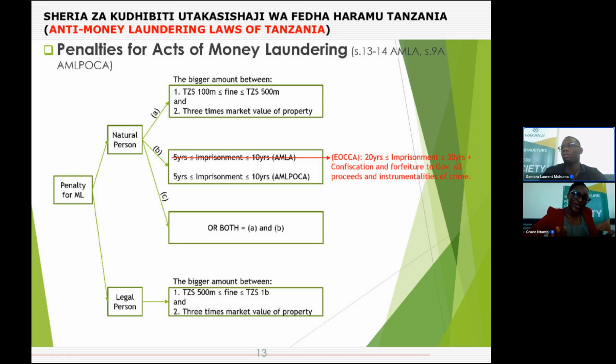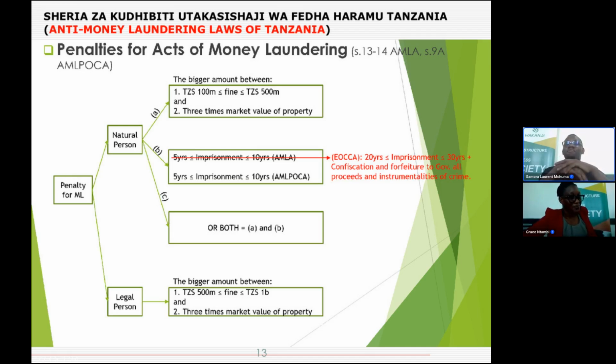So the penalties of money laundering, this is what I wanted to show so that we know what we are dealing with. The bigger the amount, the fine, as I said, the minimum you have is 100 million up to 500 million and 3 times the market value of the property. So say you were involved in buying a house that the money came from a predicate offense, maybe embezzlement, or drug trafficking. You will pay 3 times the market value of the property.